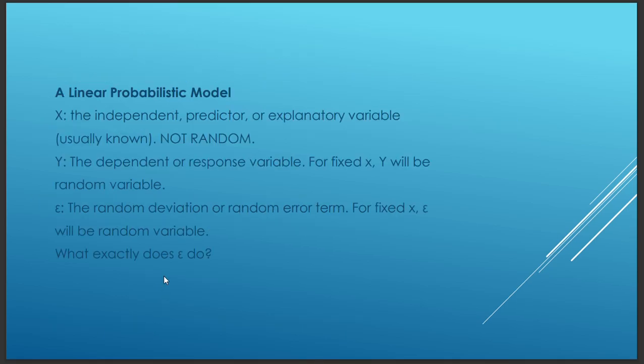In a linear probability model, x is an independent variable, the predictor or explanatory variable, and is not random. Y is the dependent variable, the response. For fixed x, y will be a random variable. The random deviation is the error, epsilon, some random error. What exactly does this do?